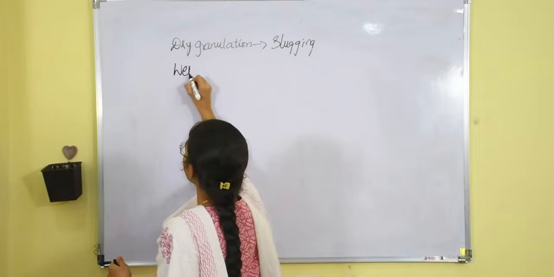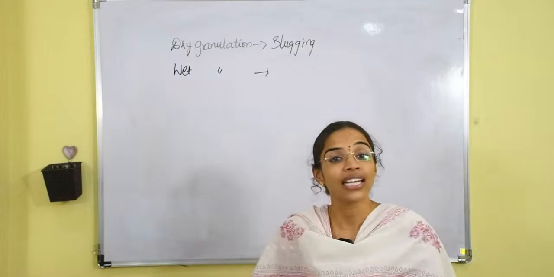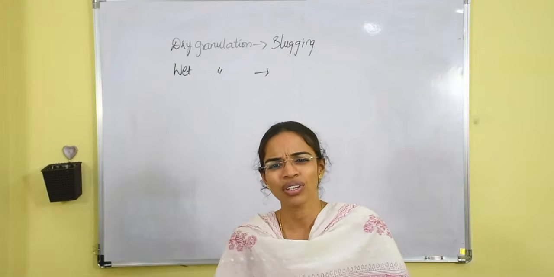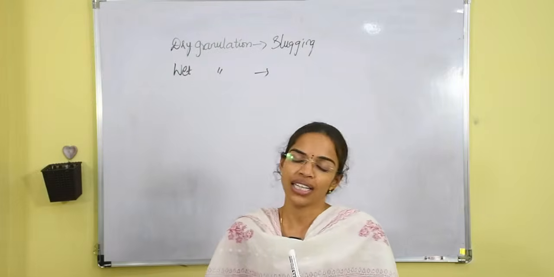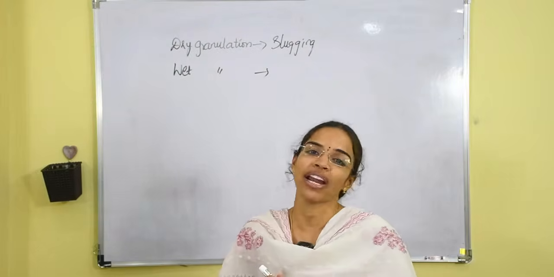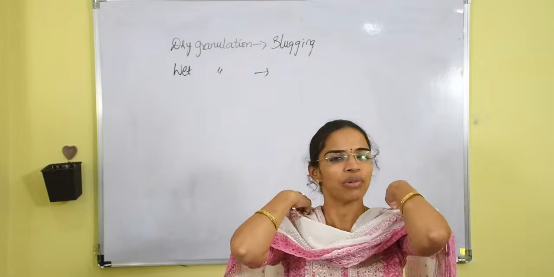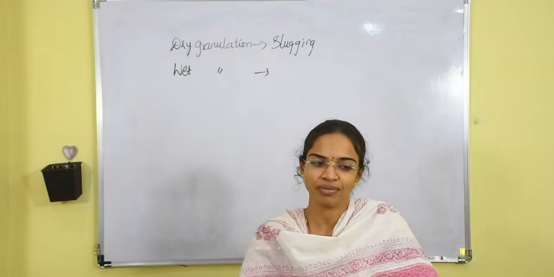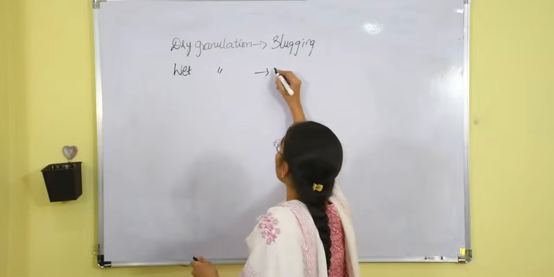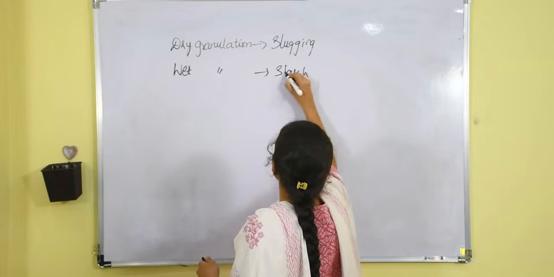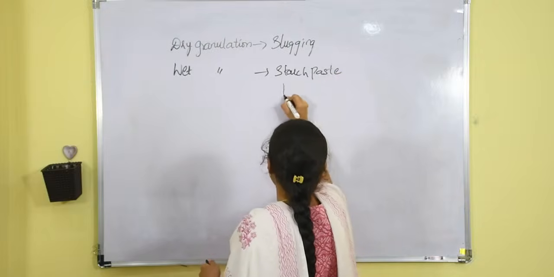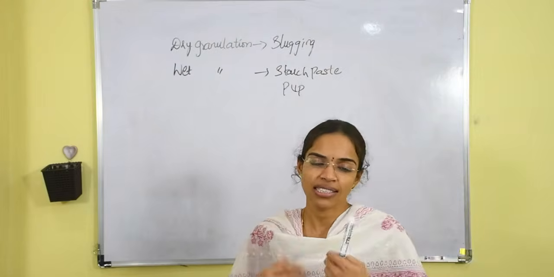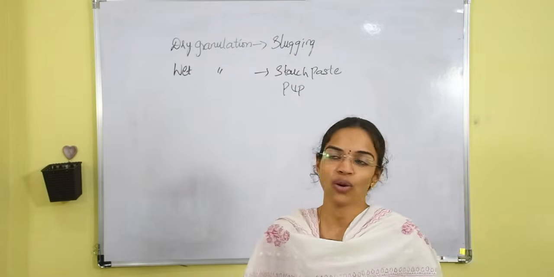Next coming to wet granulation. Wet granulation involves the use of a liquid binding agent. So what may be the binding agents? We have certain hydrophilic binders like starch paste, and certain organic binders like PVP, polyvinyl pyrrolidone, etc. These all can act as binders. That is wet granulation.